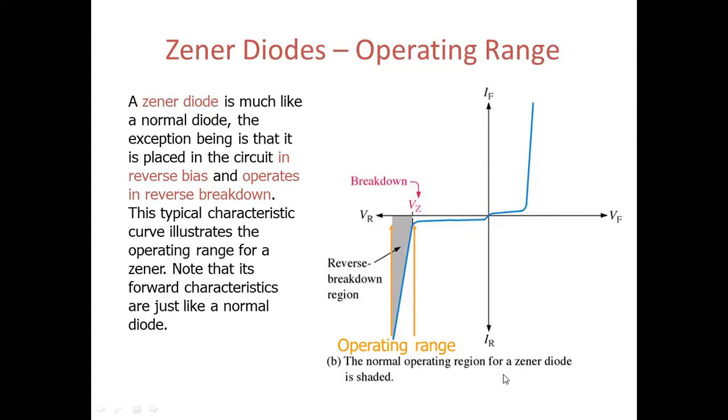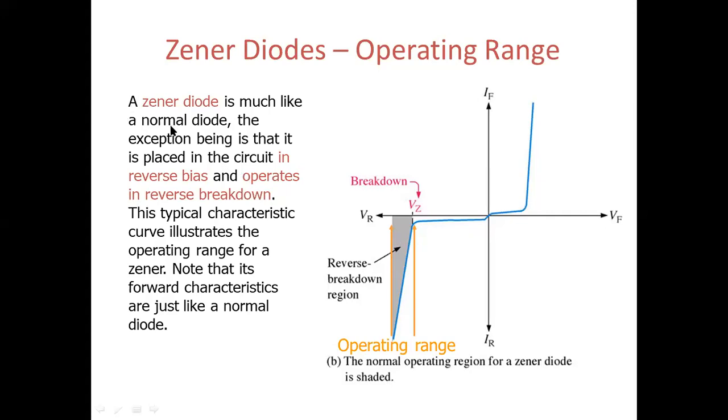The normal operating region for a Zener diode is this shaded line. Is the line visible? Yes, sir. Whatever is shaded, during this period only it will maintain the voltage. If you increase further, it will not increase. It is going to maintain this one only.